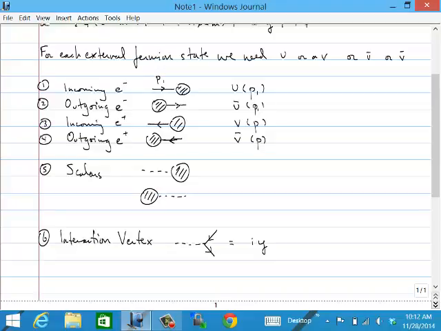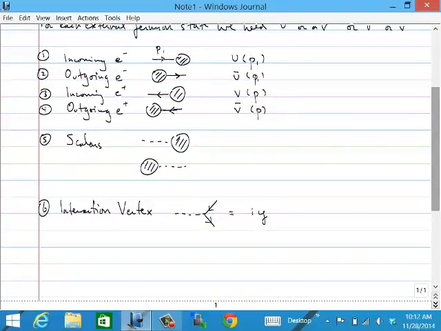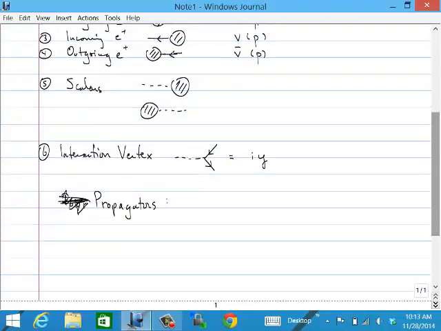Sorry about that. Okay. And then the rule is that you specify your external particles, and you construct all Feynman diagrams allowed by topology. Okay? And then you join, and for each internal propagator, well, you get a factor of the Feynman propagator for a scalar. So that's a dashed line giving you an I over k squared minus m squared.